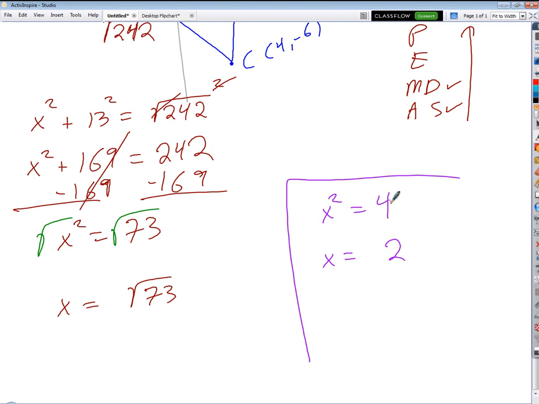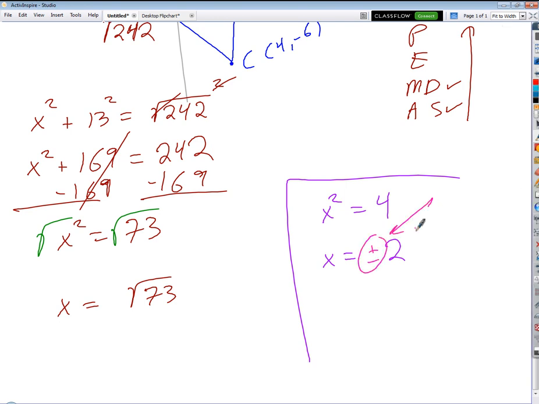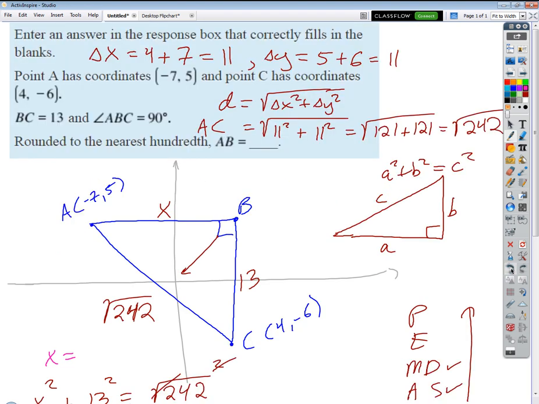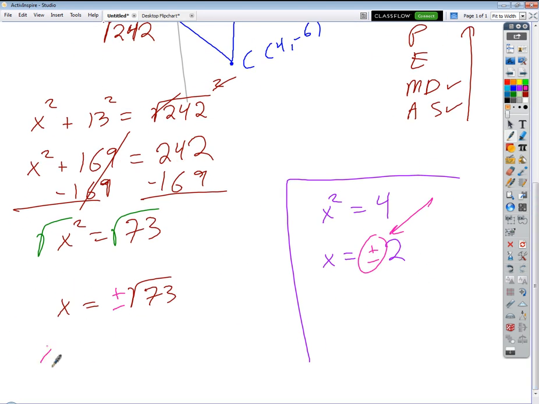Remember this? So we have to remember that whenever we're solving an equation and we take a square root of both sides, you can't forget that plus or minus. So we need one here also, right? So I really get two answers. My two answers are either X equals the square root of 73 or X equals minus the square root of 73.